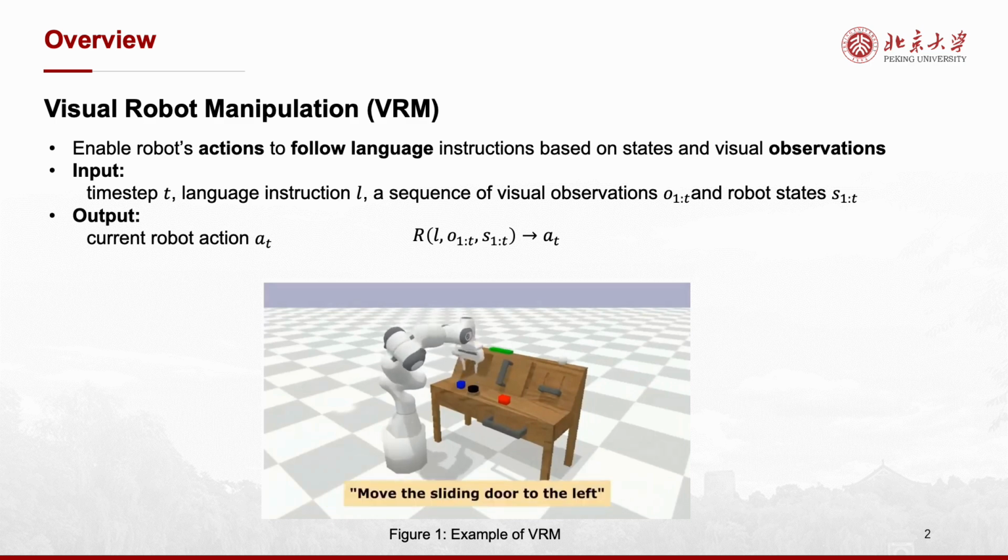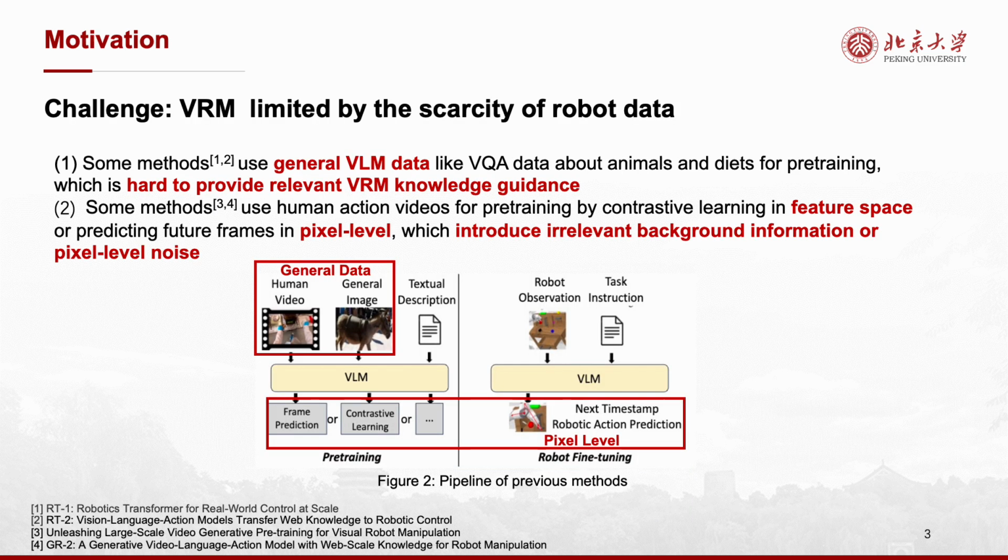the inputs include time step, language instruction, a sequence of visual observations and robot states, and the output is the current robot action. The main challenge in VRM is the scarcity of robot data.